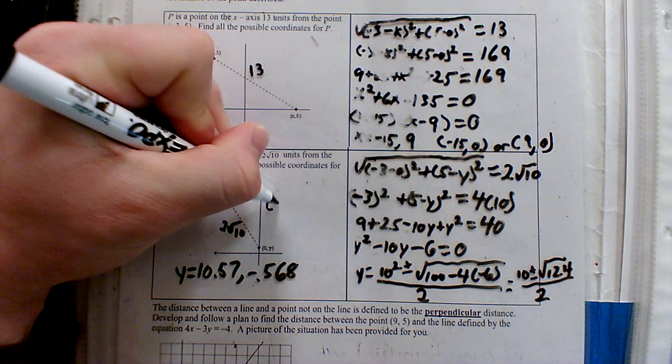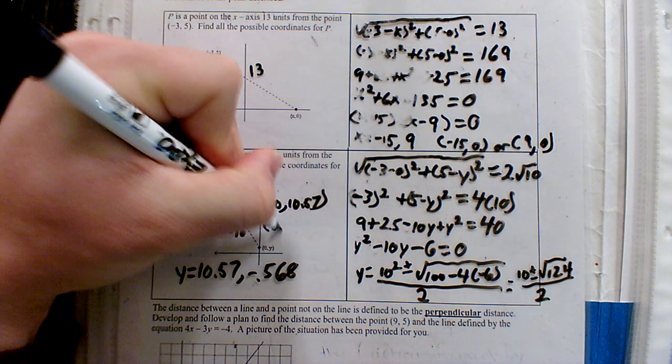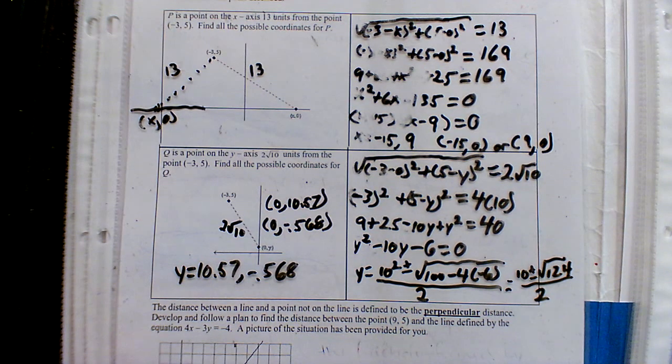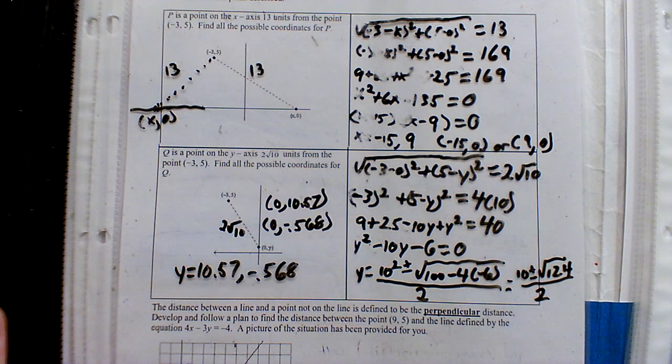So if you're listing your points, they would be (0, 10.57) and (0, negative 0.568). Those are the two possible points that could be on the y-axis that would be 2 square roots of 10 away from that original point. Any questions about either of those two problems?